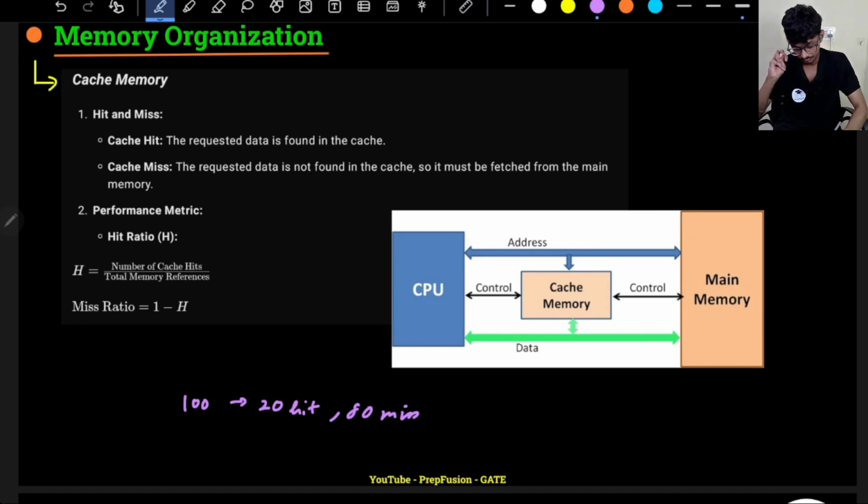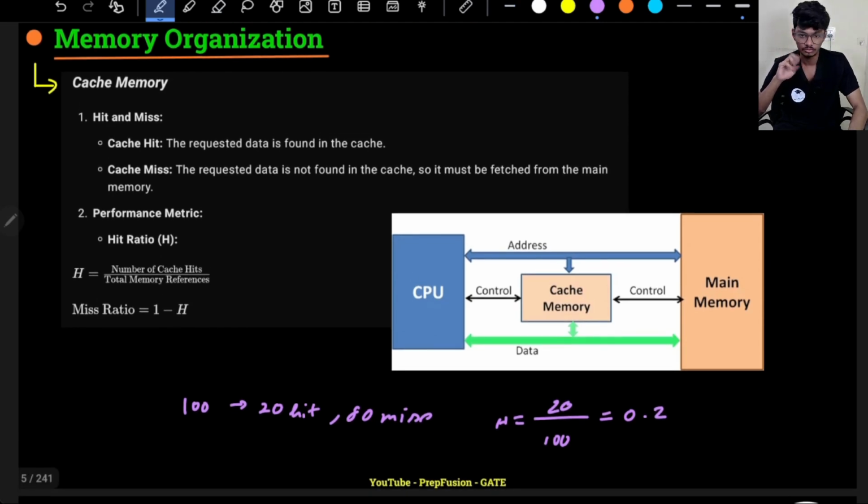So what is the hit ratio? Hit ratio is the number of hits divided by the total number of memory references. How many times did I require the memory reference? 100. What is the total number of hits? 20. So it will be 0.2. Basically 0.2 will be the hit ratio.